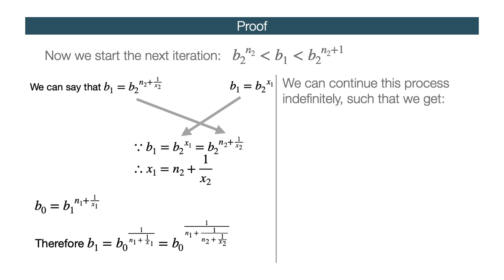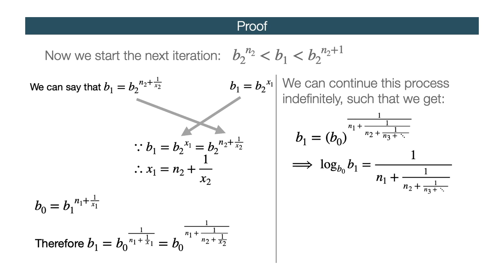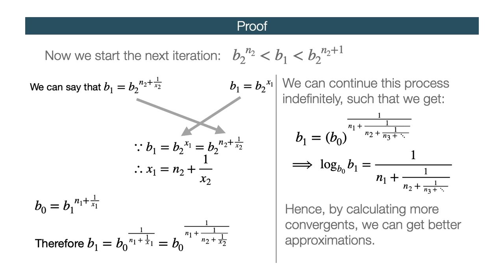So we can continue this process forever, and we'll eventually end up with b1 equals b0 to the power of this continued fraction. So if we log both sides, we'll get log base b0 of b1 equals 1 over this chunk of stuff. And hence, by calculating more convergents, we can get better approximations of this logarithm.